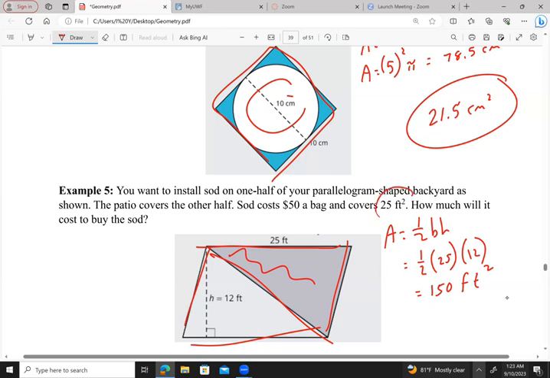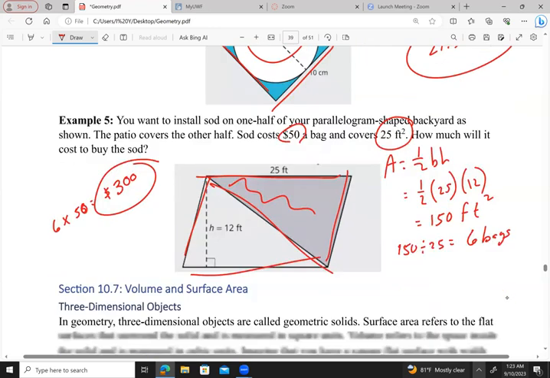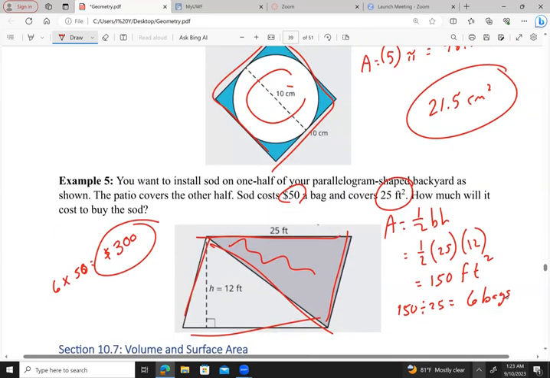Okay, each bag covers 25. So 150 divided by 25 gives us 6 bags. And they're $50 a bag. So we have 6 times 50 gives us $300. That's how much it'll cost. And then that finishes area.